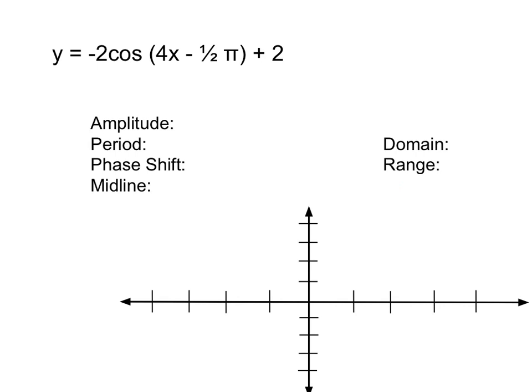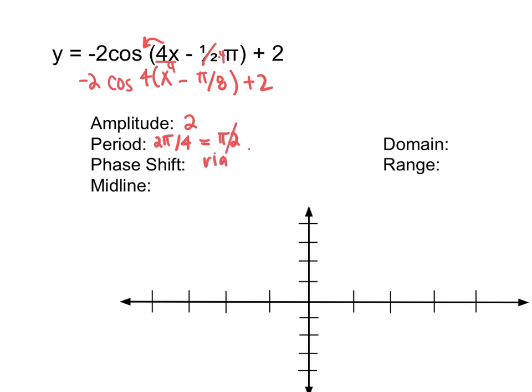Okay, one more, and this one does have a phase shift as well. We also have that leading coefficient we need to factor out. So when we divide this by 4, that's easy. Divide this by 4, it's already being divided by 2, so that's going to become a pi over 8. And we get this. Our amplitude is 2. Our period is 2 pi divided by b, which is 4, so pi over 2. Phase shift is right pi over 8, opposite direction. And the midline is 2.